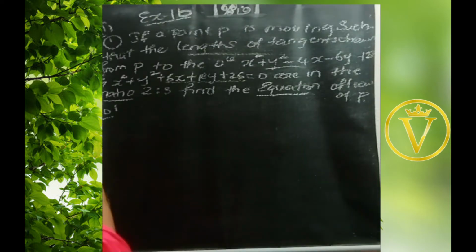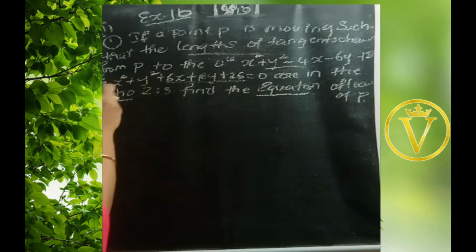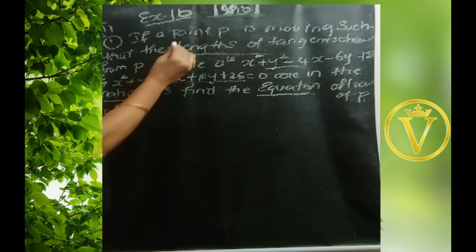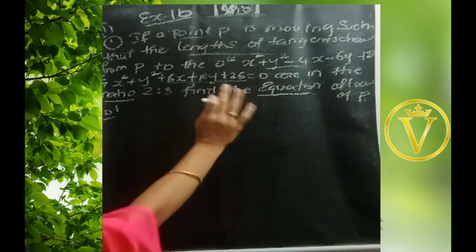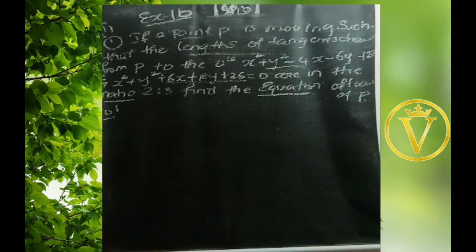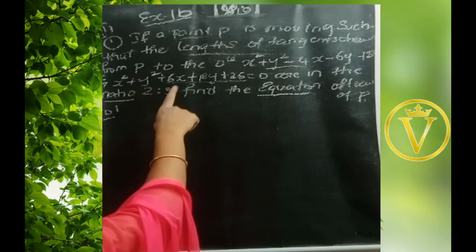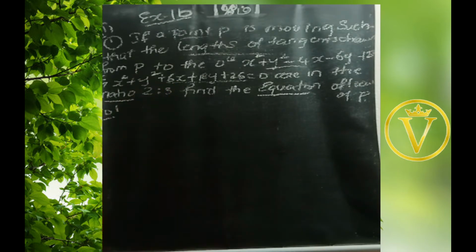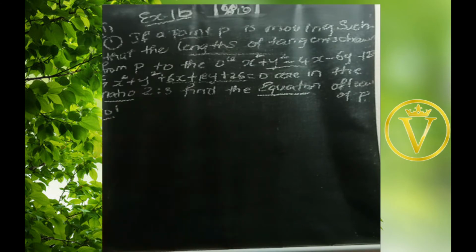This is another question, the third Roman first one. If a point P is moving such that the lengths of the tangents drawn from P to the circles x square plus y square minus 4x minus 6y minus 12 equals 0 and x square plus y square plus 6x plus 18y plus 26 equals 0 are in the ratio 2:3, we have to find the equation of the locus of P.